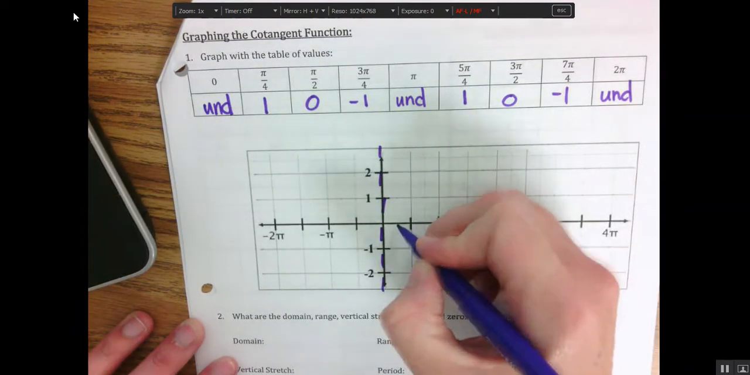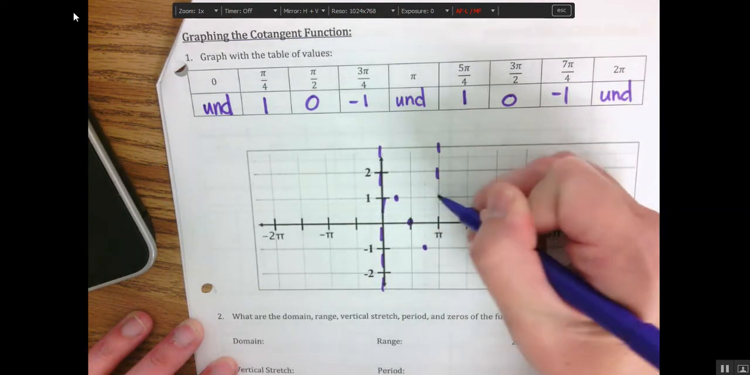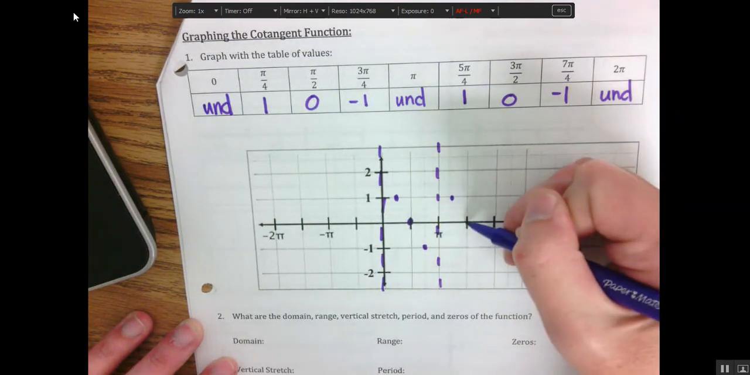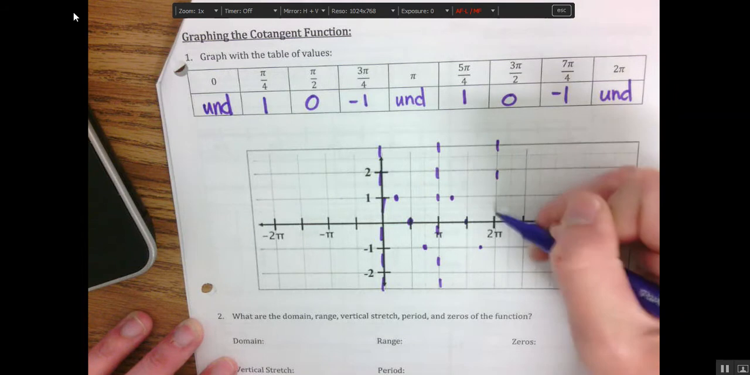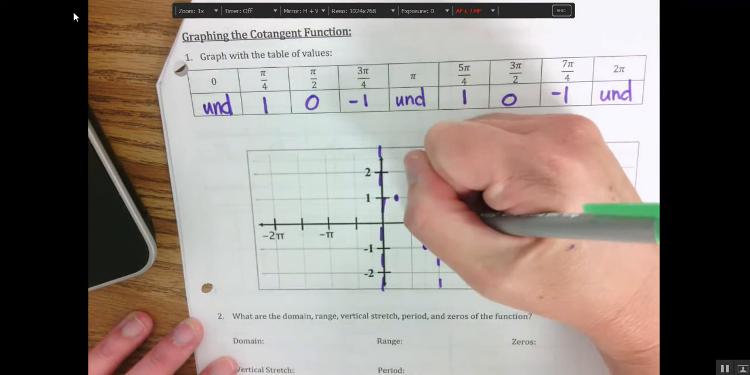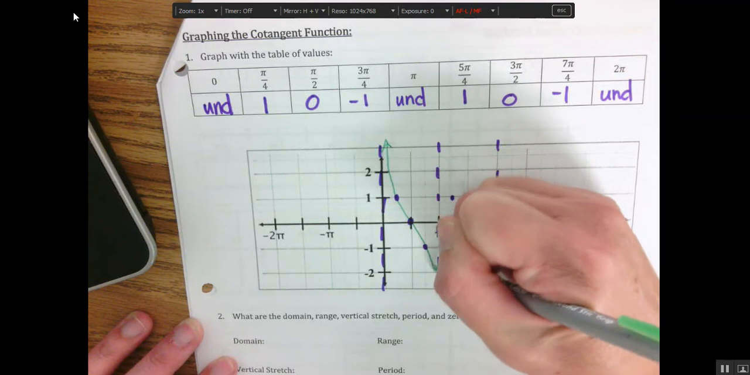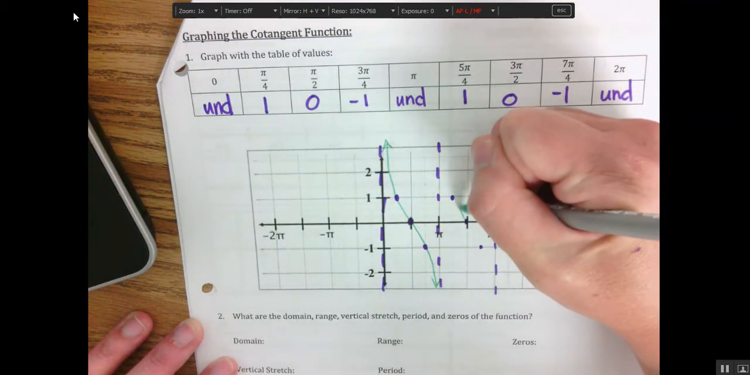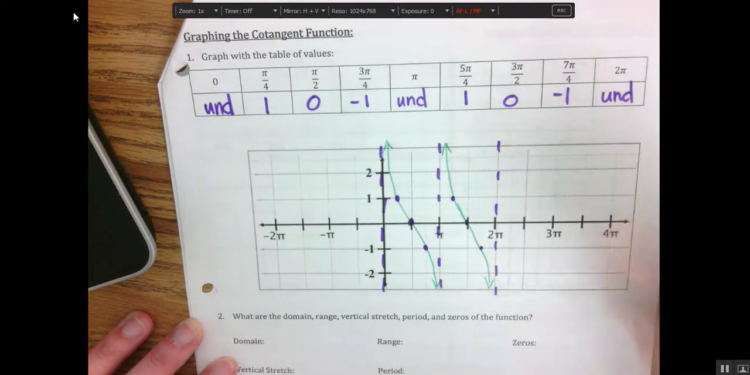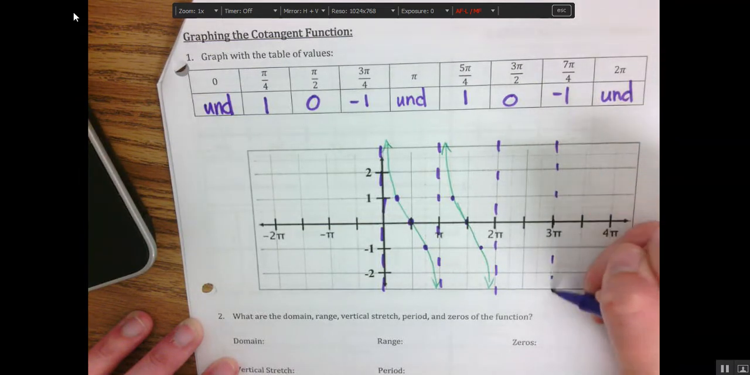Okay, pi over 4 is in between, and I got 1. All right, and then remember that asymptotes are going to pull the function close, but it's never going to touch the asymptote. Okay, and again, you can continue this pattern. It goes forever in both directions.